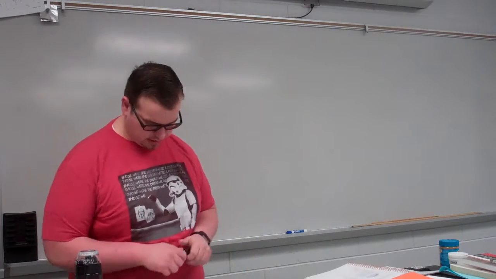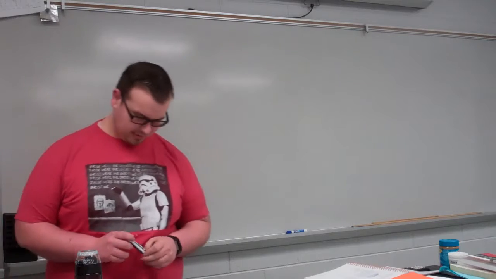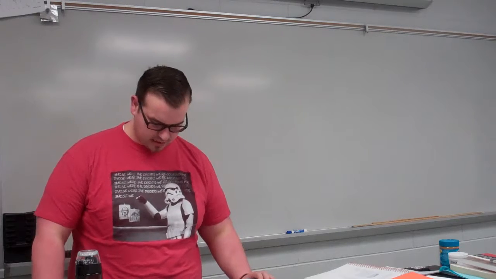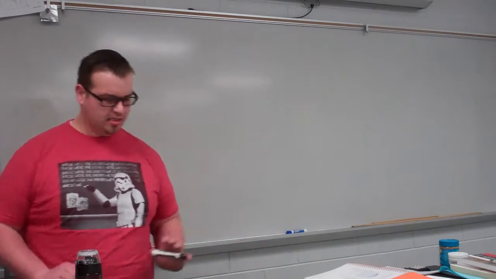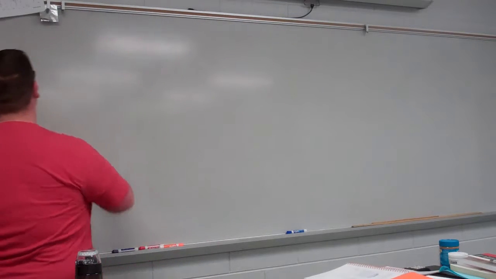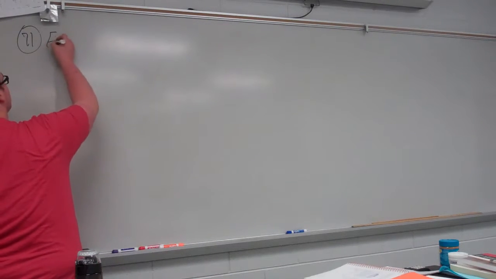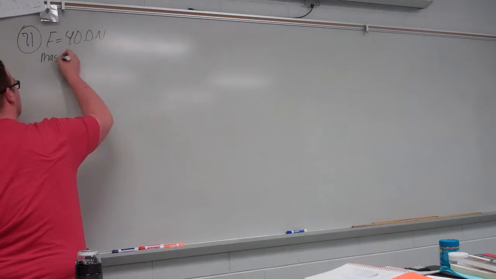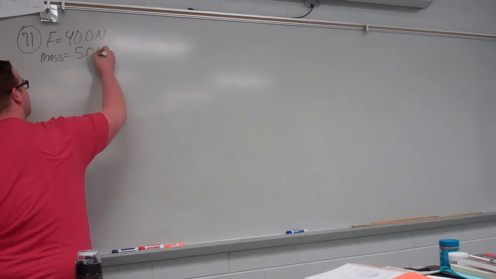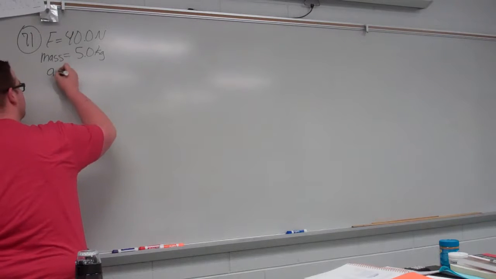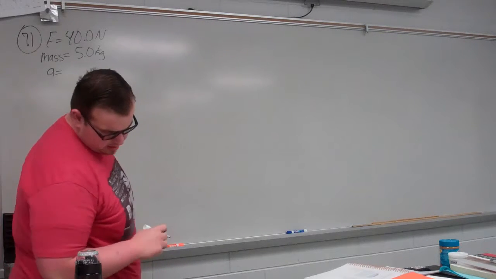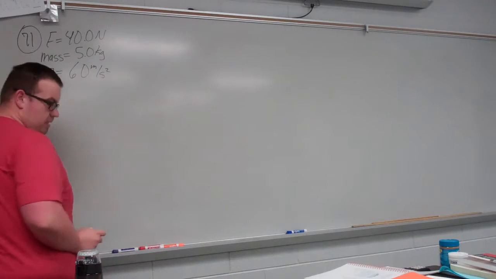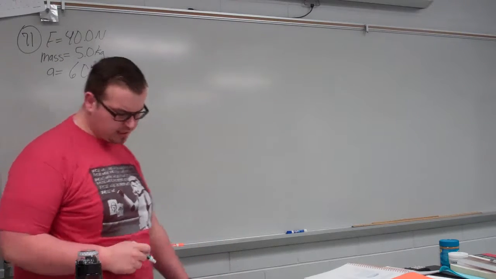Number 71 reads, a force of 40 newtons accelerates a 5.0 kilogram block at 6.0 meters per second squared along a horizontal surface. That's all the information I'm given. So I have a force equal to 40 newtons, a mass of 5.0 kilograms, and an acceleration of 6 meters per second squared. It's all the information that I'm given, and it's on a horizontal surface.